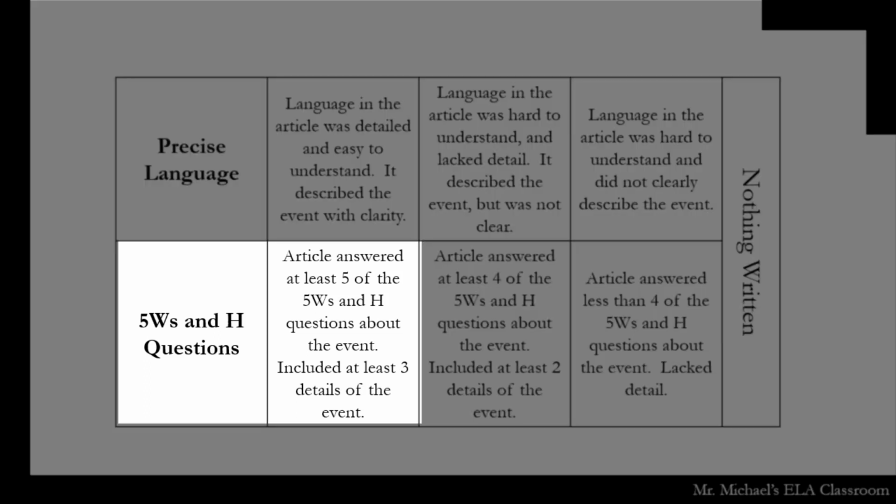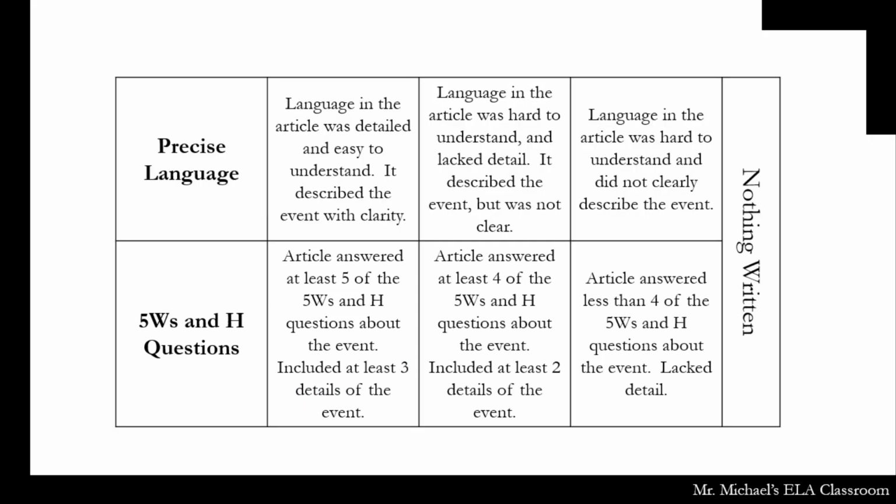And then 5 W's and H questions. The article answered at least 5 of the 5 W's and H questions about the event. And it included at least 3 details of the event. So the 5 W's and H questions are going to be answered in paragraphs 1 and 2, and the details are in paragraph 2. So that is the rubric.